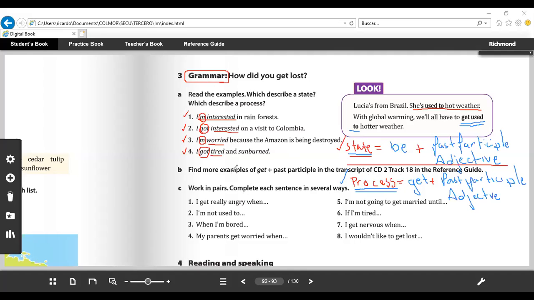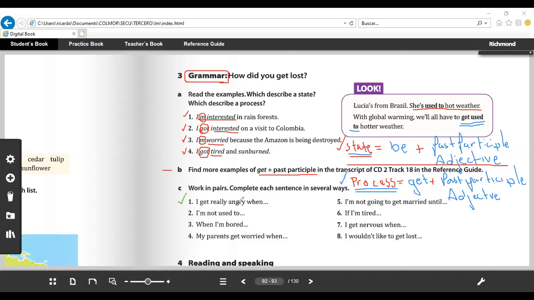Now what we have to do next is this one right here. Find more examples of get plus past participle in the transcript of CD2, track 18 in the reference guide. You can think about more examples using get plus the past participle in your house. And during virtual class, we're going to be working on your reference guide. Is that okay? Now it says work in pairs, complete each sentence in several ways. We're going to be working on this one also during virtual class, but right now let's take a look at some examples, and now I'm going to use green.